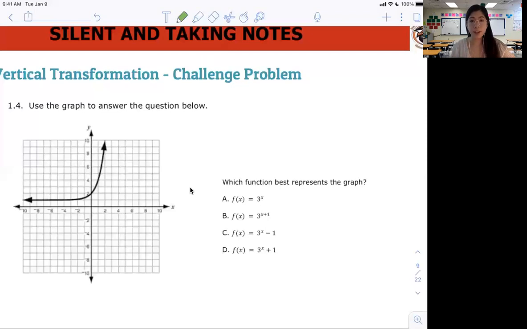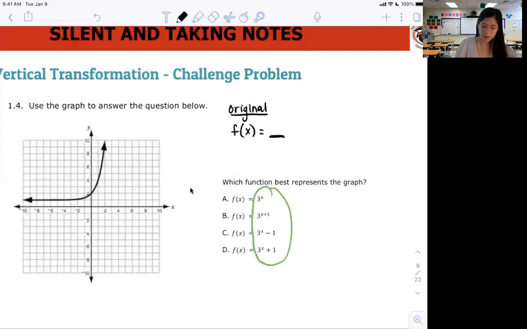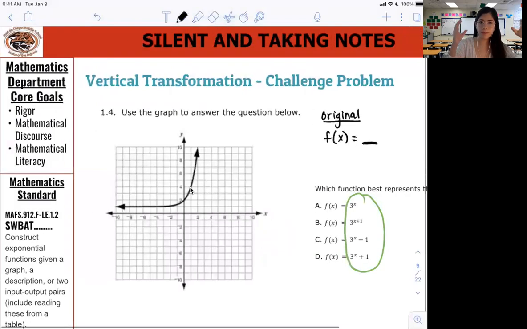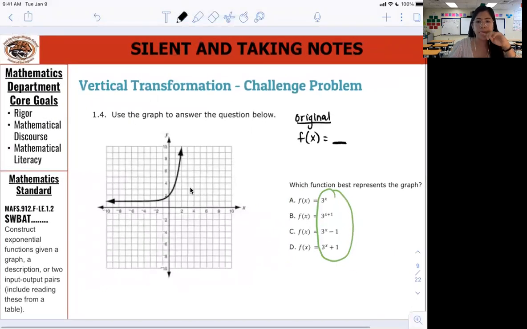So this one's a little more challenging, right? Because they don't give you the original function. They just show you a function, and they're trying to get you to figure out what was the original function. So looking at the answer choices, what does it look like the original function used to be? If I just had f of x equals something, no addition, no subtraction, what would the original function be? Just 3 to the power of x.